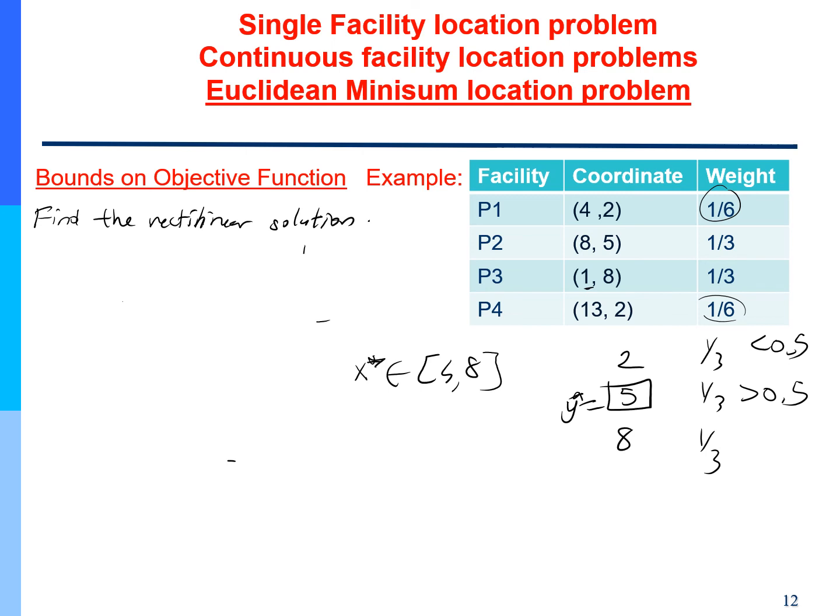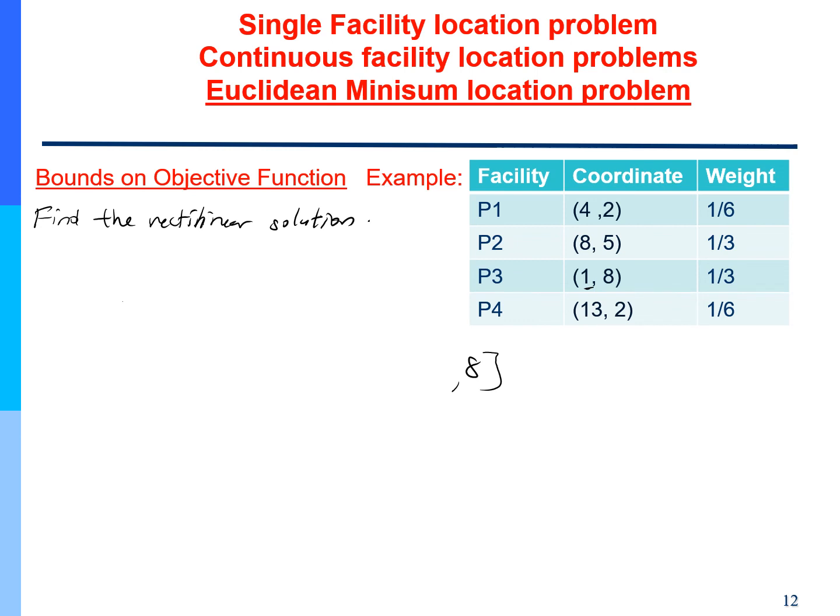So for x, since there are alternative optima, you need to select just one of them. You can select 4, 5, 6, 7, 8, anything. For this example, I will be selecting, let's say, 8. X star is 8, y star is equal to 5. Then, what do I need to do? I need to find f1 star by using 8 in the objective function.